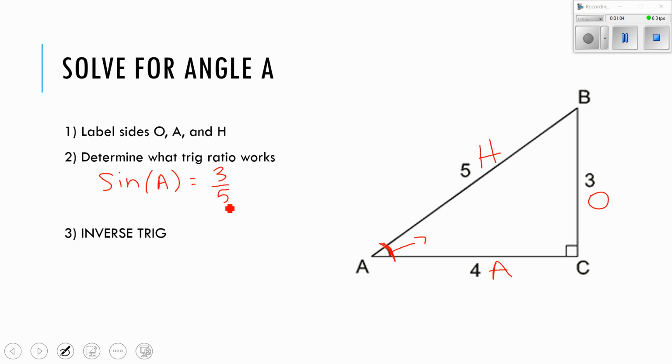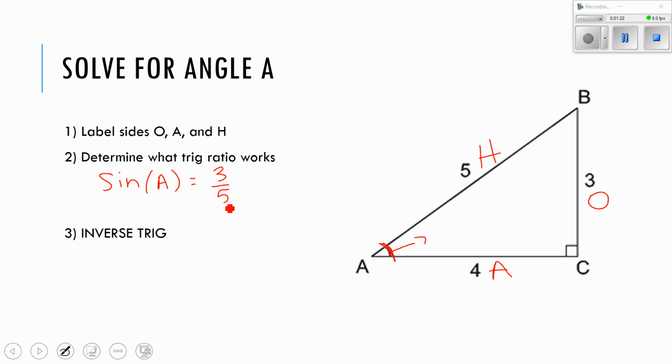And now this time the variable we're solving for is inside that parentheses of sine. So to get rid of a trig function, when you're solving for the angle, what you do is the inverse function of that. And you're like, what is an inverse function? What does that look like?